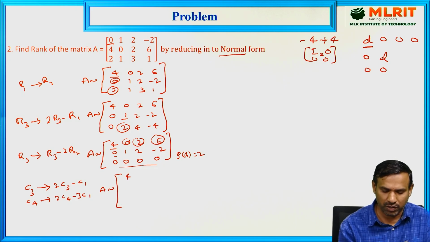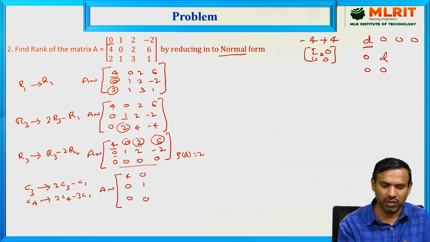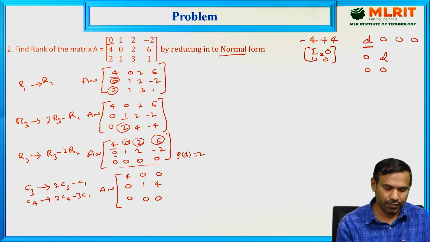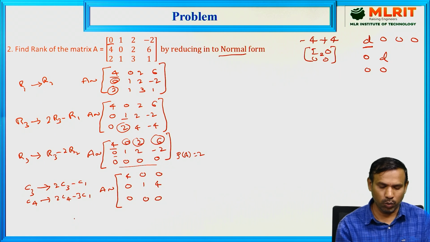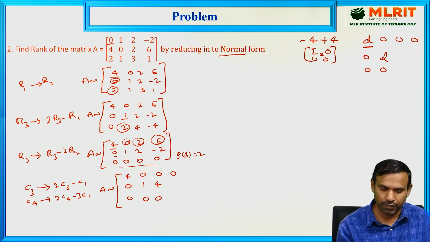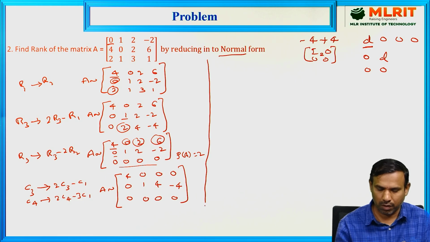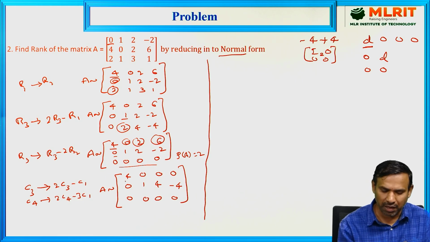First column no change. Second column no change, because there is already a 0 element. Third column: 2C3 minus C1. 2 into 2, 4. 4 minus 4, 0. 2C3: 2 into 2, 4. 4 minus 0, 4. 2 into 0, 0. 0 minus 0, 0. Right? Next 2C4 minus 3C1. 2 into C4, 12. 12 minus 12, 0. 2 into C4: 2 into minus 2, minus 4. 2 into 0, 0. 0 minus 0, 0. Now, right, here using the first column the task is completed.